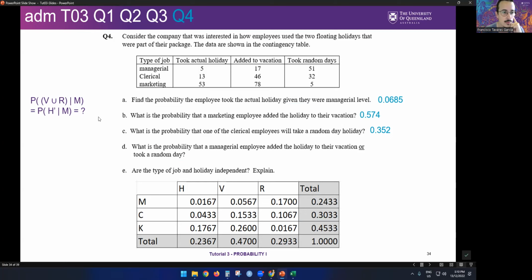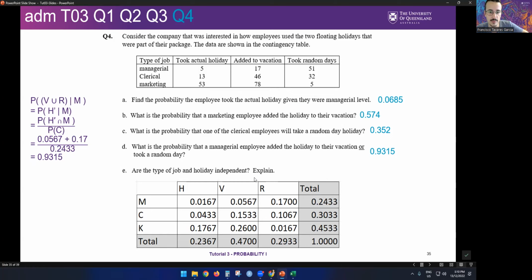How do we go from there? We could have probability of not holidays and M on C, which is the same thing as adding up these two guys. Look, 0.0567 plus 0.17. Yep. Divided by 0.2433, which finds a 0.9315, right? And finally, last one.